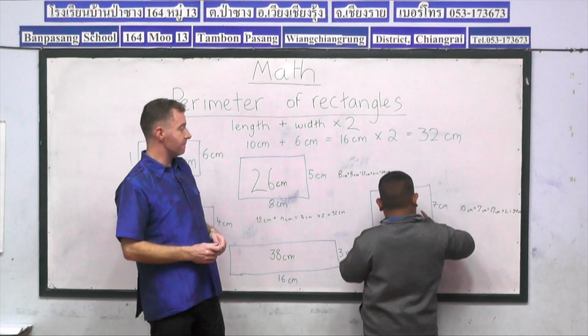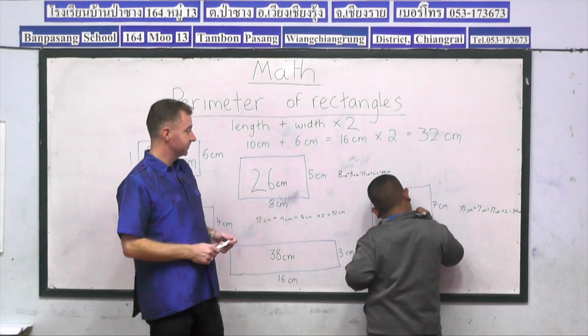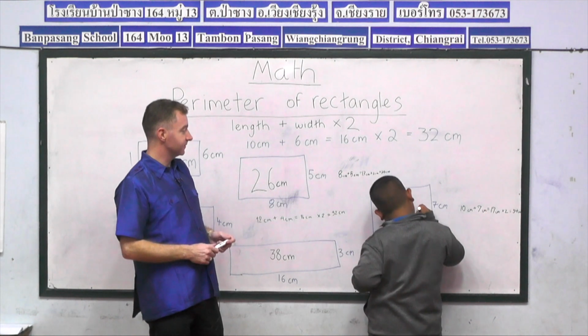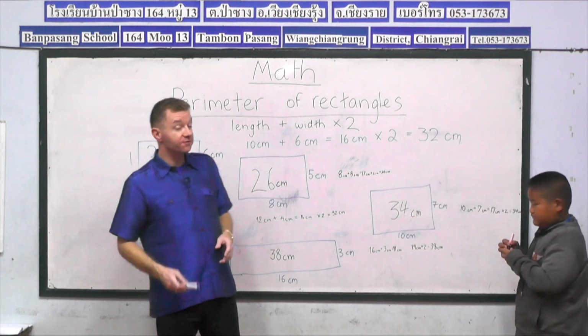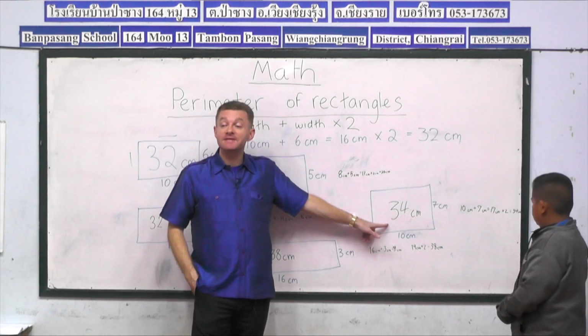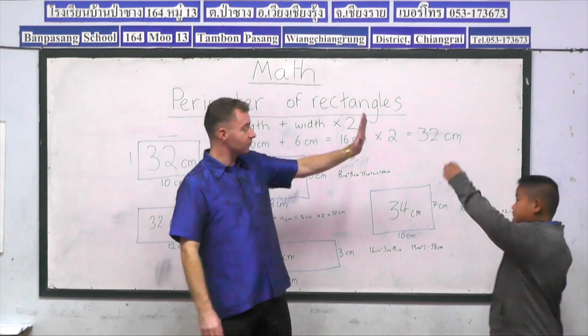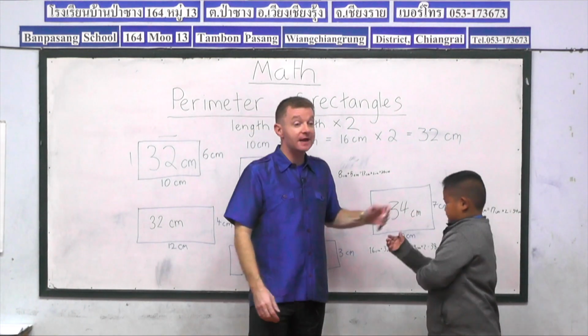cm. Excellent. Well done, Net. So all together, guys, the perimeter of this rectangle, 34 centimeters. Net, that was brilliant. Big round of applause for Net, please, guys.